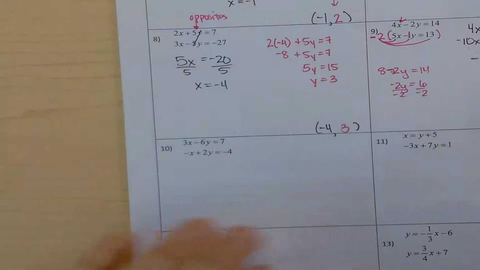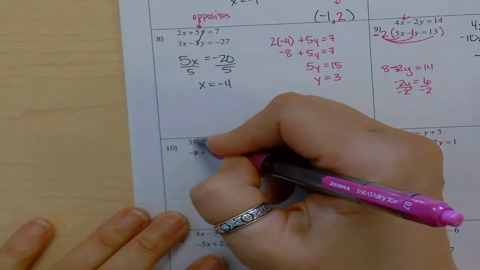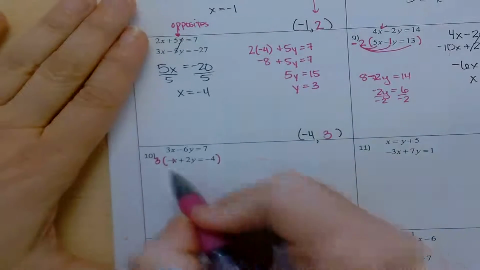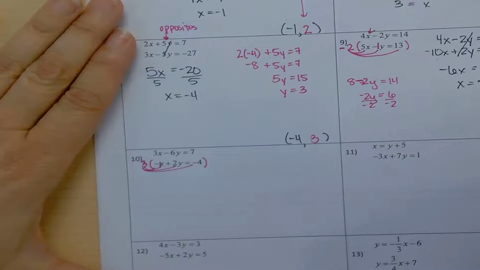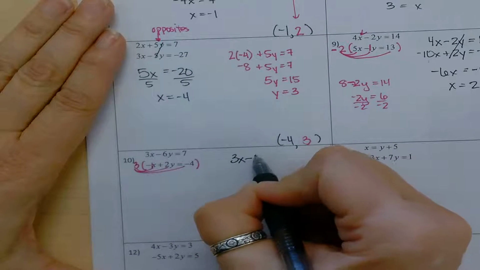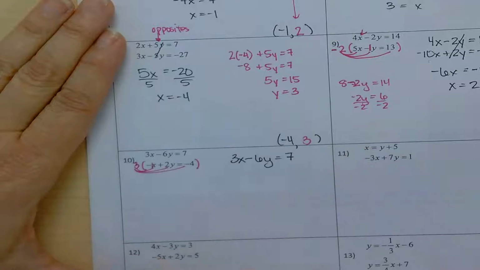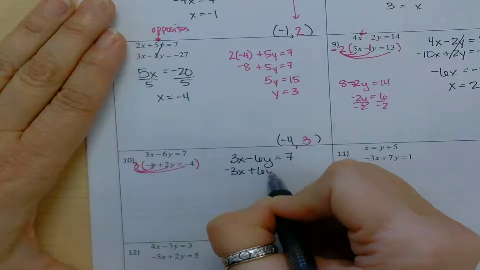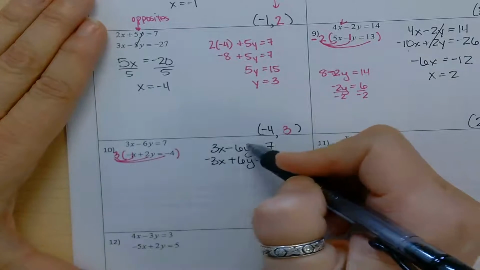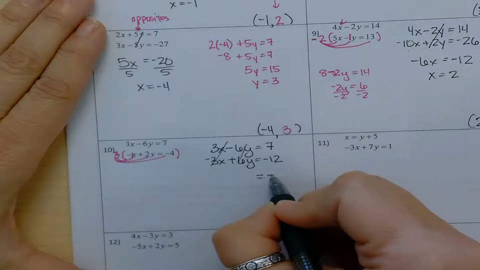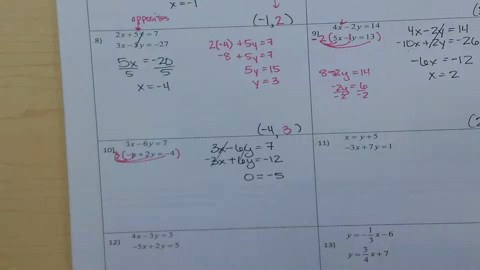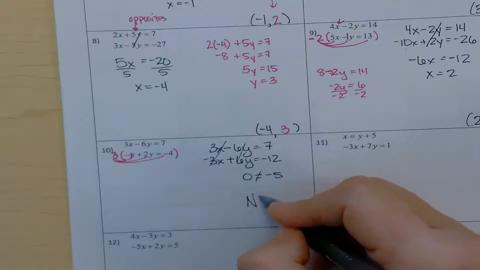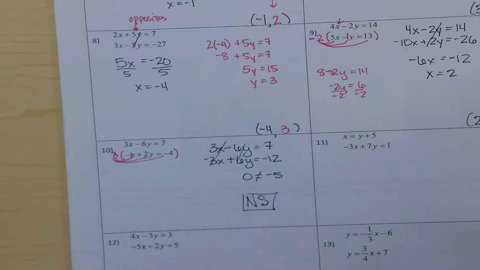On 10, I'm just going to notice that in the x's, that's a 3x. If this were a negative 3x, those would cancel. So I'm going to multiply the bottom equation all the way across by 3. I have 3x minus 6y equals 7. Nothing's changing in the first one. Second equation becomes negative 3x plus 6y equals negative 12. Now both things cancel, and that means nothing's left on that side, and that means 0. This is not true. They are not equal to each other, and this is no solution. These would be parallel lines if you graphed them.